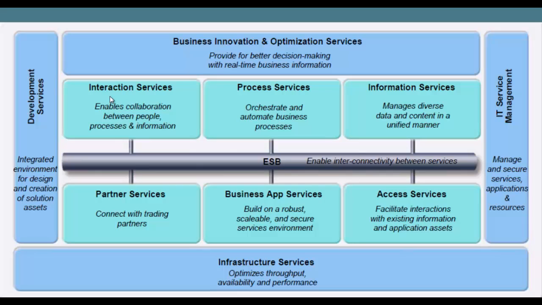Interaction services are what enable collaboration between process and information. Process services are related to business processes. If a process is exposed as a service, this is what process services are. Information services are what expose your basic information system as a service. For example, if you have an ERP system with person information in it, and you want to expose that as a service, then that particular service, which you can call a get person kind of service, is an example of an information service.